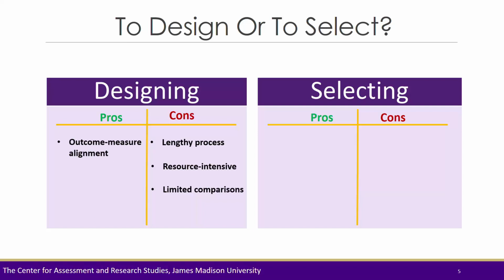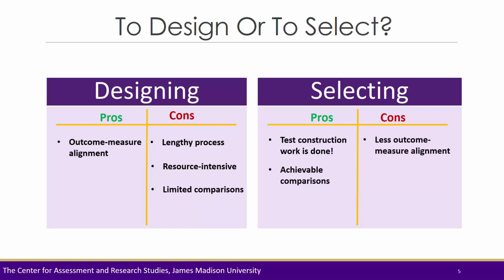But you have another option. What about identifying existing measures and selecting one to measure the outcome of interest? In this case, the work of developing the measure and collecting validity evidence is already done for you. Moreover, you can compare your assessment results with the results of others using the same instrument. This option comes with potential disadvantages, such as less outcome measure alignment and difficulty finding high-quality existing measures.